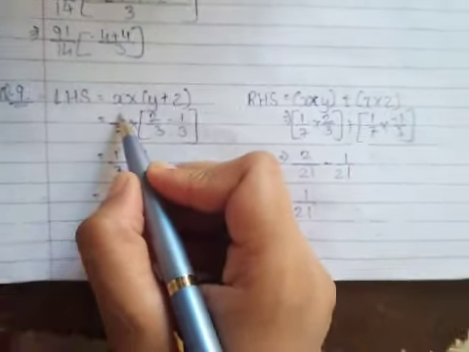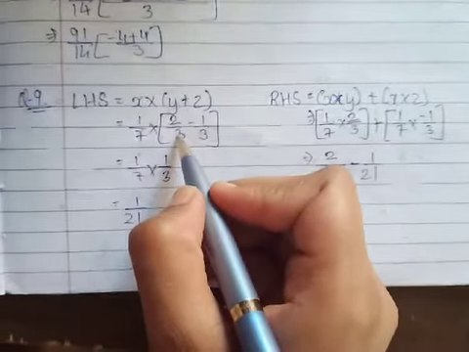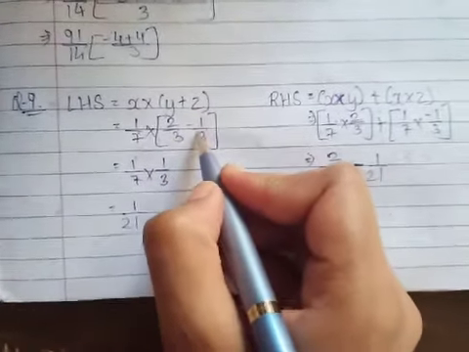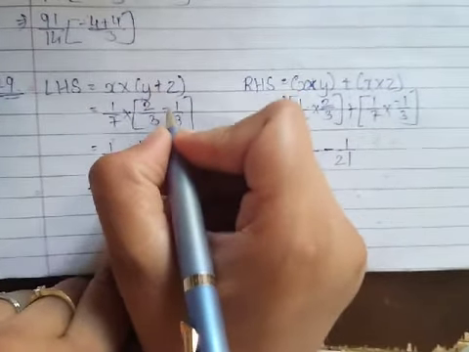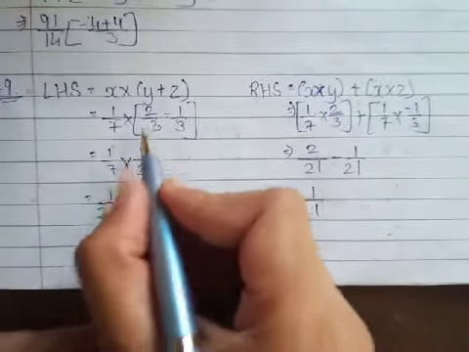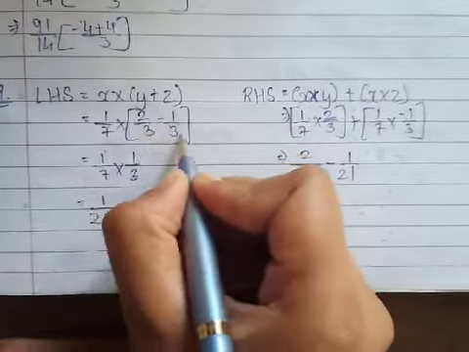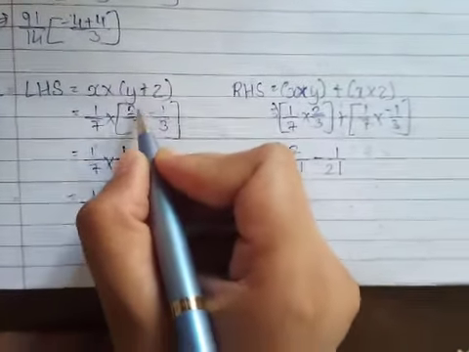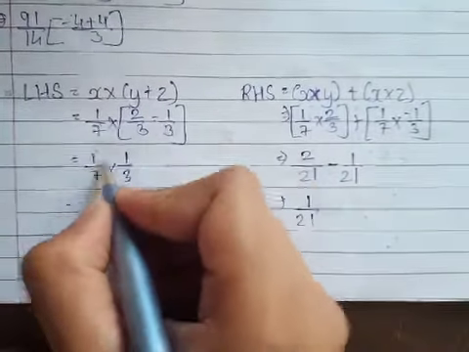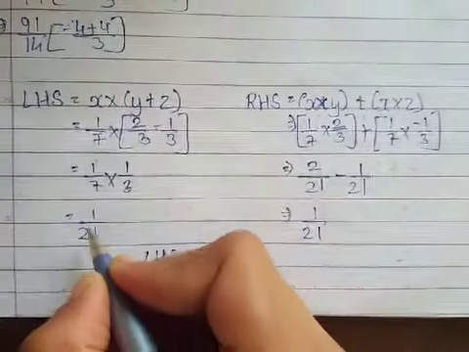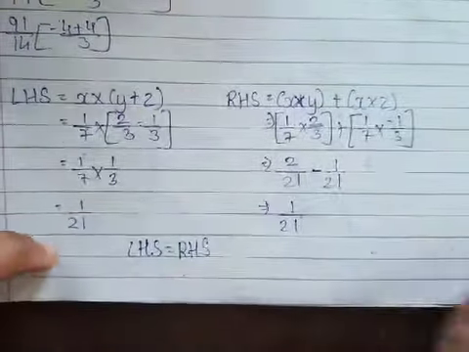X is 1 by 7, y is 2 by 3 and z is minus 1 by 3. Here plus into minus is minus, so here minus will come. Here you can see the denominator is same. You have to just solve the numerator. So let's do it. 2 minus 1 is 1. So 1 by 7 into 1 by 3 is 1 by 21. So LHS is 1 by 21.